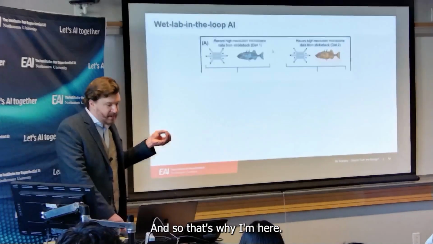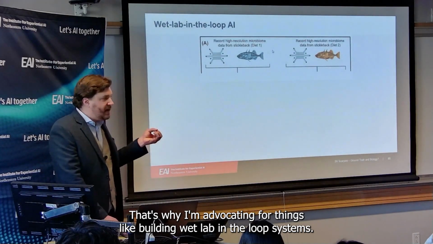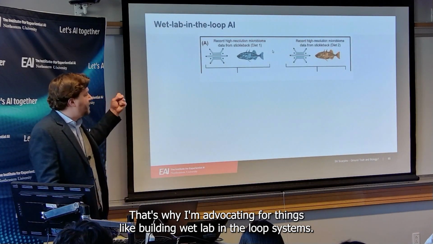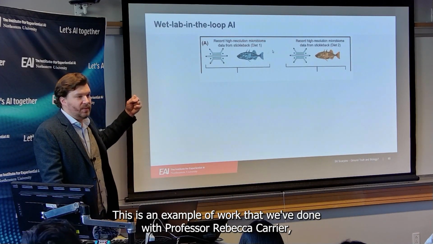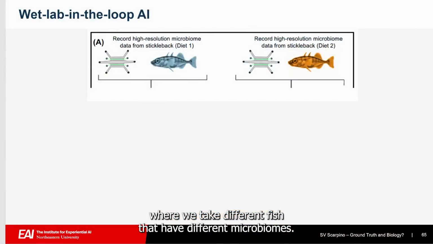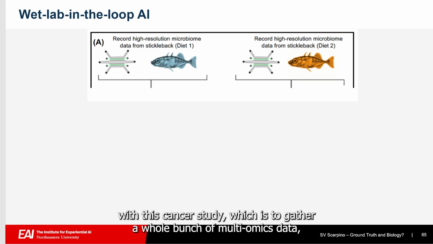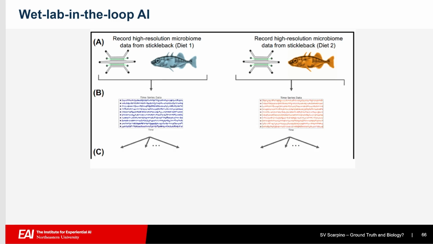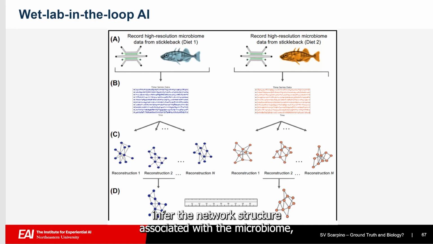And so that's why I'm here. That's why I'm advocating for things like building wet lab in the loop systems. This is an example of work that we've done with Professor Rebecca Carrier, where we take different fish that have different microbiomes, we test them with respect to their response to diet cue. We do what we did with this cancer study, which is to gather a whole bunch of multi-omic data, infer the network structure associated with the microbiome, the neural patterns, the gene expression, the genomics, et cetera, make predictions about how to perturb the system to get a specific phenotypic output.